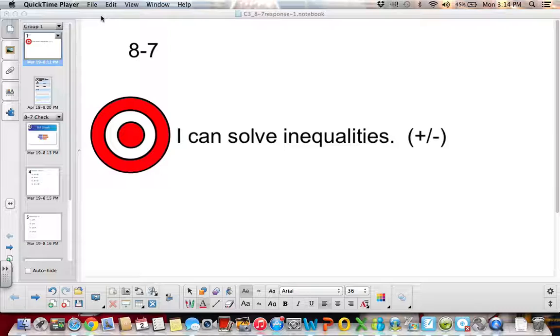Hi, 7th graders. We're on lesson 8-7, which starts on page 445 in your textbook, solving inequalities by adding or subtracting. So our learning target then is solving inequalities, and we're just doing it with adding and subtracting. And the next lesson will be multiplying and dividing.